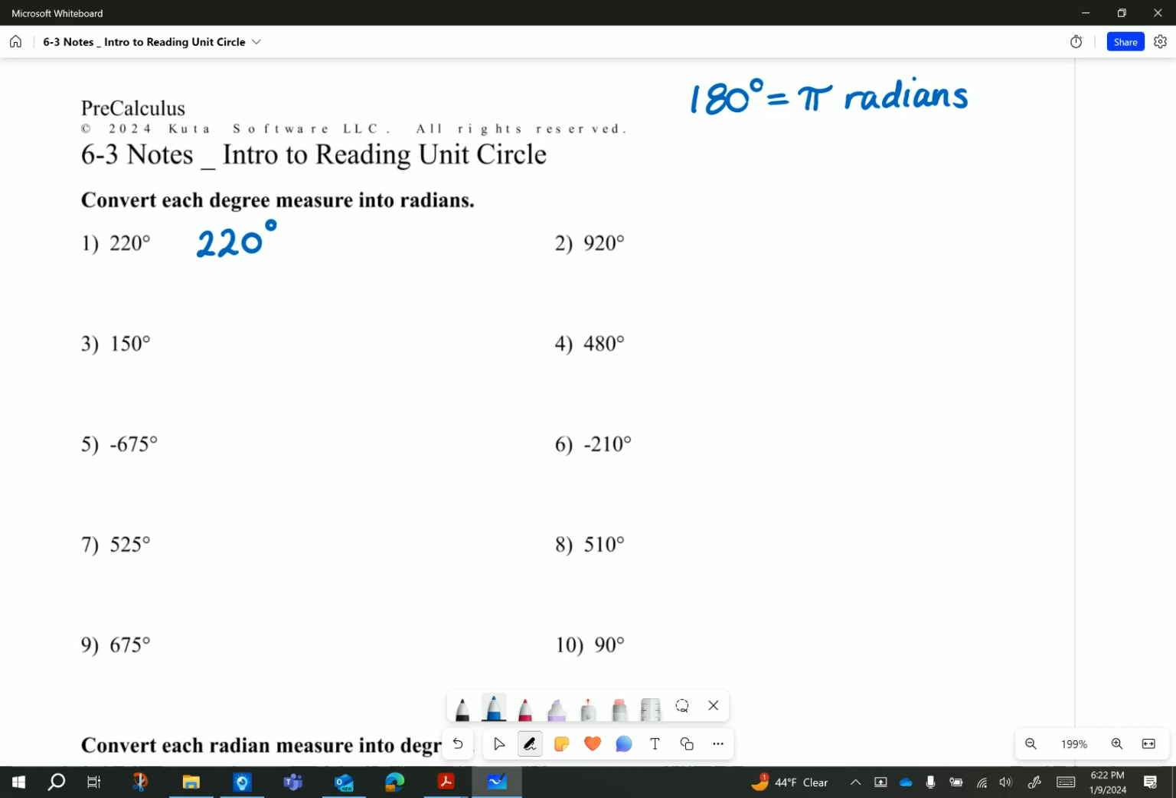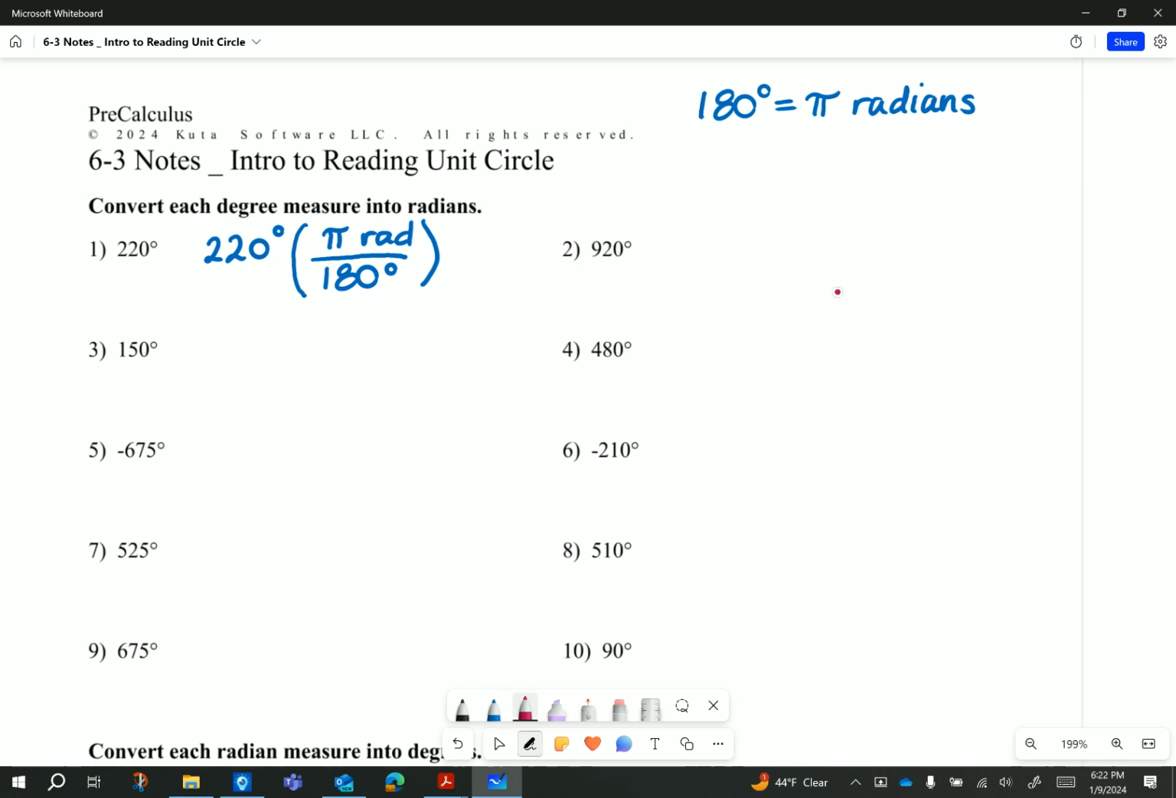Now we're going to convert 220 degrees into radians by multiplying it by a fraction converter, so to speak. And we're going to write 180 degrees in the denominator, and pi radians in the numerator. And the reason we're writing it in this format is because we would like the degree measurement to cancel, because we're trying to convert it into radians, okay? So you are going to be left with 220 pi over 180 degrees, okay?